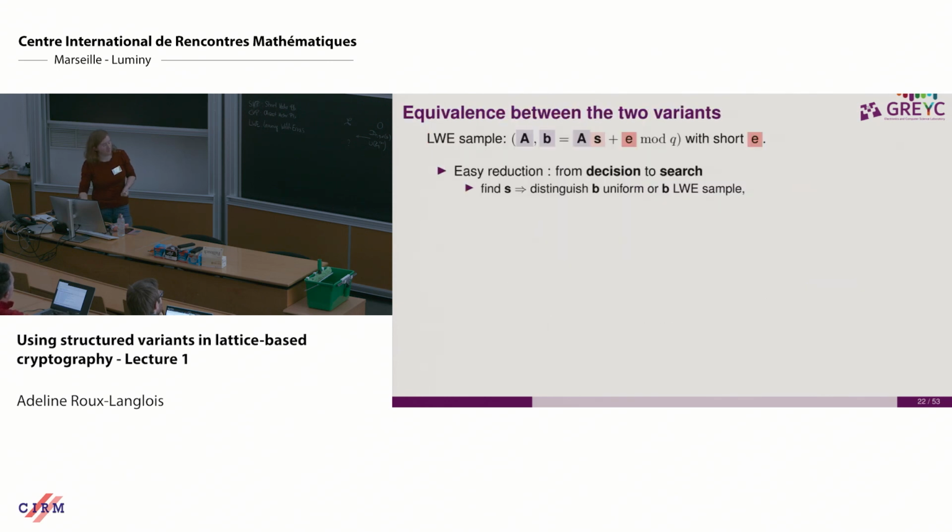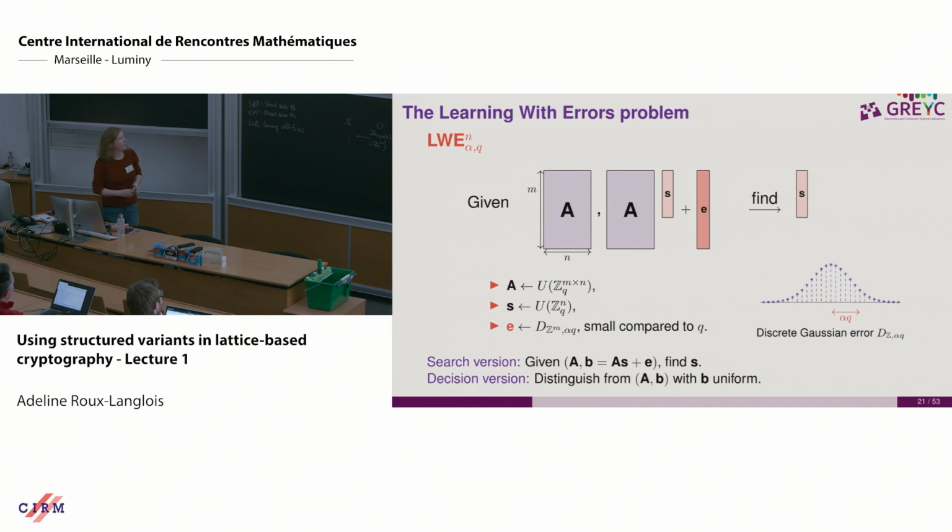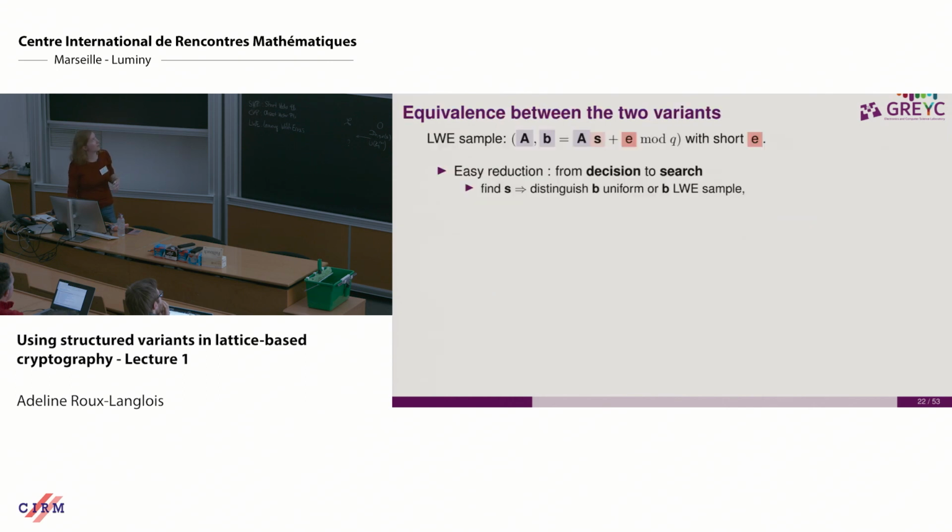But first, I told you before that we have something interesting in SVP, that the search and the decision version are equivalent. And it's the same here. And it will be very useful to build cryptographic constructions after. So I will show you quickly why it is equivalent. You have really these two reductions. One is easy and the other one is a bit more complicated, but still works.